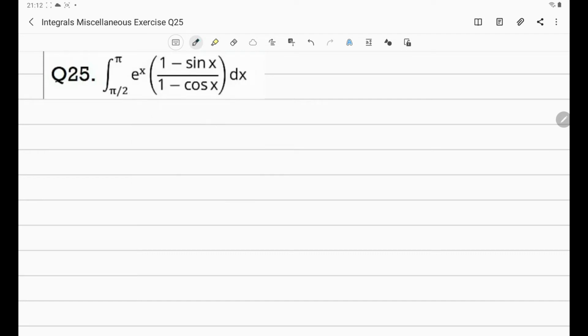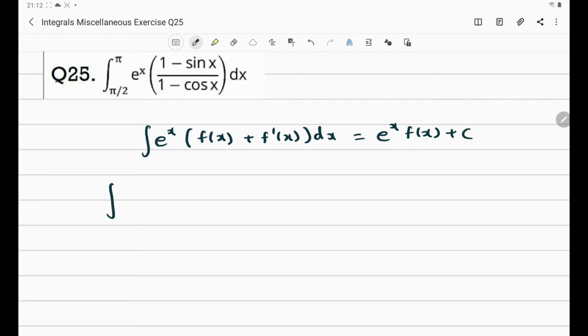Whenever we have this type of integrand, we have to check whether it comes to the form of the identity: integral of e power x times (f of x plus f dash of x) dx is equal to e to the power of x into f of x plus c. So let us try to simplify this integrand and check whether we can write it in this form.